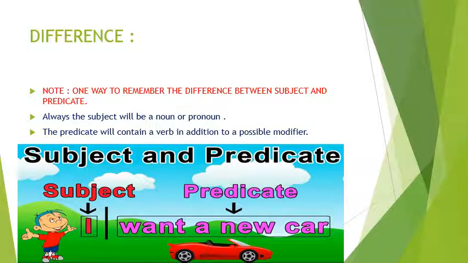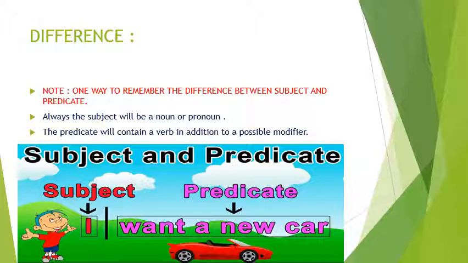How can you differentiate between the subject and predicate easily? Children, always remember one way to identify the subject and predicate easily. You keep in your mind always the subject has a noun or pronoun and the predicate will contain a verb in addition to a possible modifier.